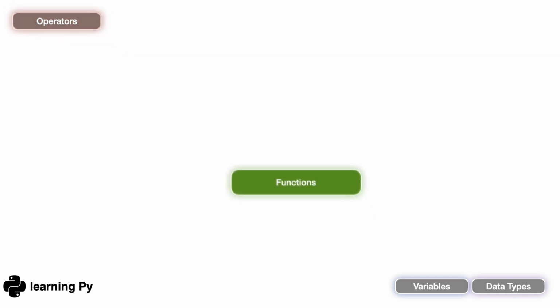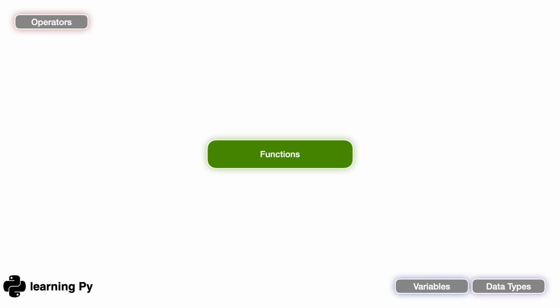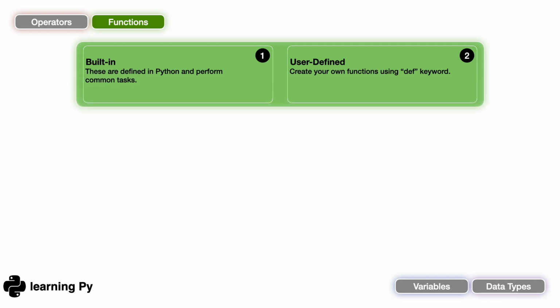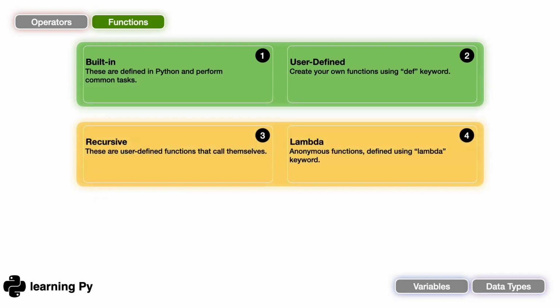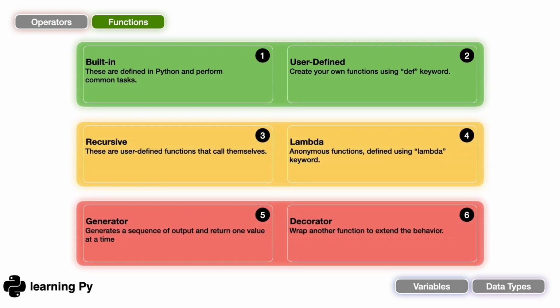Now let's look into functions in Python. In its basic form, functions are actions, like print, sum, open. Functions allow you to organize your code into reusable blocks, abstract away complexity, and make your code more readable. There are 6 types of functions available in Python: built-in, user-defined, recursive, lambda, generator, and decorator. We'll explore the most commonly used built-in functions, and then look at how we can define our own functions.